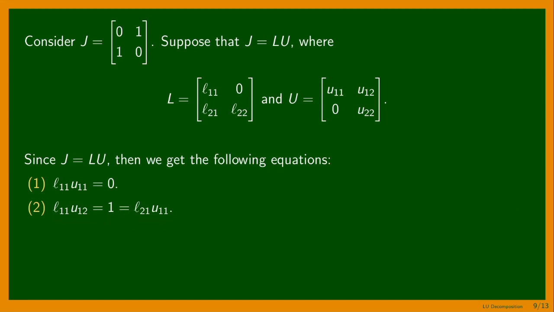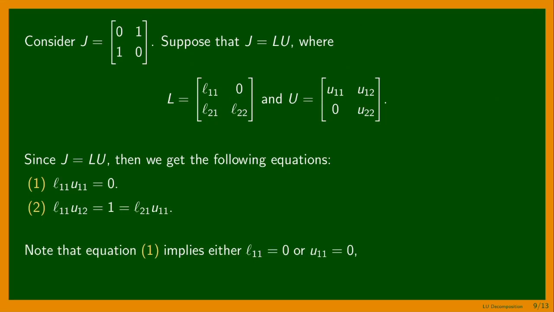Where did I get this one? I get this by doing the following: first row, second column. So I should get L11 U12 plus 0, so that's L11 times U12, and that should equal the entry 1 in the 1,2 position. Similarly, looking at the 2,1 position, second row, first column, you get L21 times U11, and that should equal 1 as well.